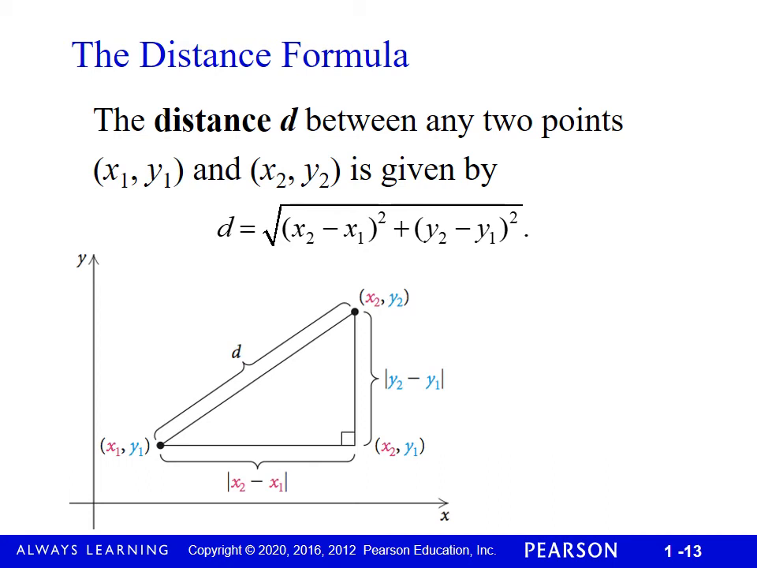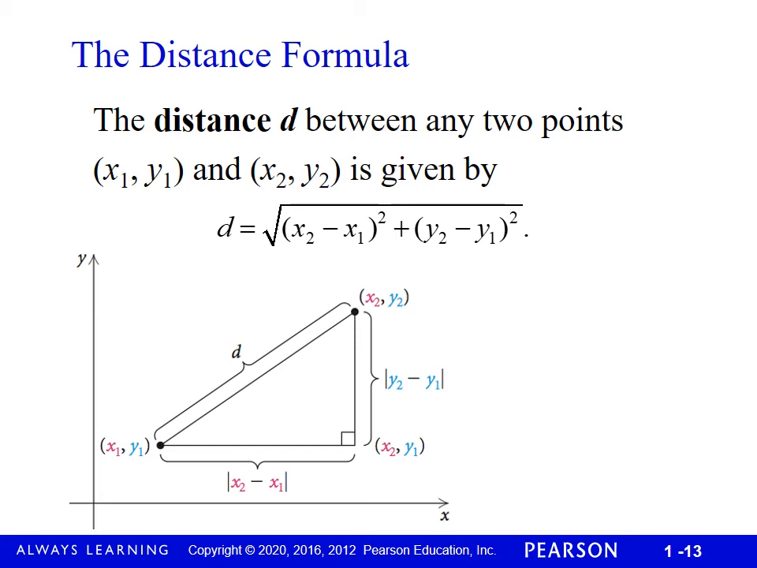We're almost done with our first lecture. The distance formula gives us the distance between any 2 points. So we have this point here, x1, y1, point 1, and we have point 2. Now notice what this is: Pythagorean's theorem.